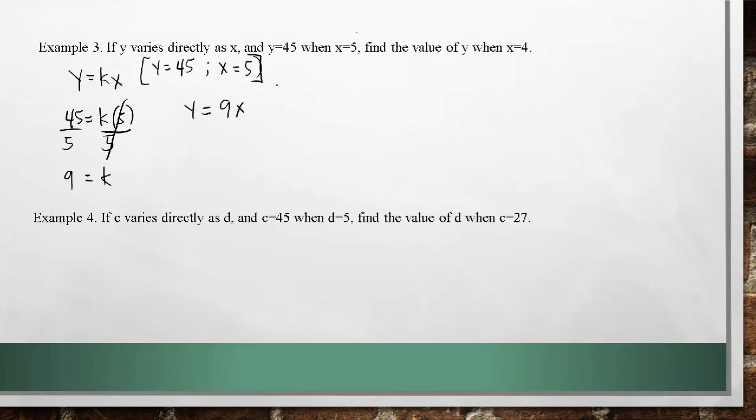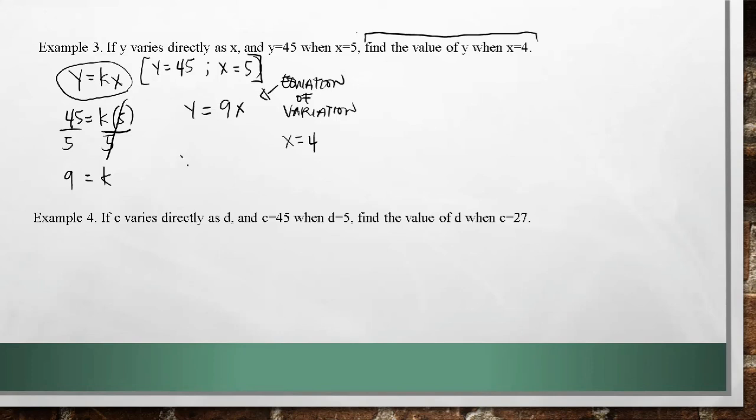So this is what we call the equation of variation, where the value of k is substituted to the first formula that we have. Okay? So the equation of variation, ito yung gagamitin natin to find the missing value of the variable. So here, we have found the equation of variation. Now let's find the value of y when x is 4. So we have the given x is equal to 4. So therefore, y is equal to 9 and substitute the value of x, which is 4, and solve for the value of y. So 9 multiplied by 4 is equal to 36. Now we have the value of y.